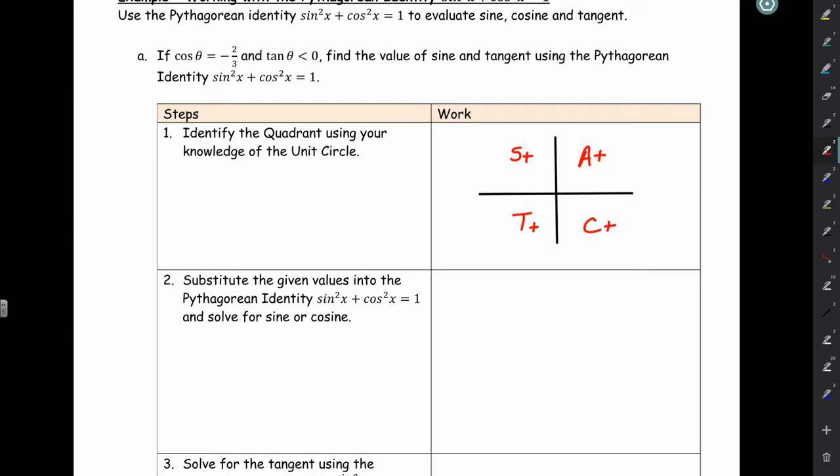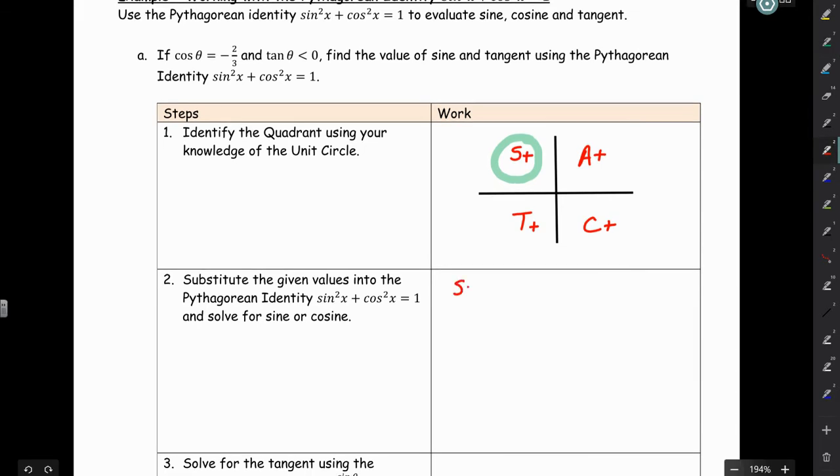We're being told that the cosine is negative and the tangent is negative. So we're going to be in a quadrant where only the sine is positive. So we're going to be working in the second quadrant. Step number 2 says substitute the given values into the Pythagorean identity. Let's write out our friend sine squared plus cosine squared.